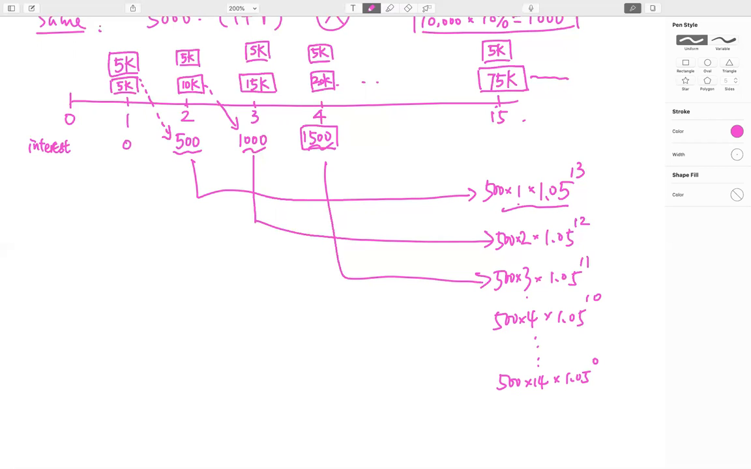So what would be the total? It's actually the accumulated value. So 75,000 is the total principal. There are 5,000 deposits. Then I need to calculate this whole thing, right? So we can factor this out. Then it becomes 1 times this, 1, 2, 3. So this is an increasing annuity, right? For how many years? 14. What is the interest rate? 5%, right? So you can easily calculate.